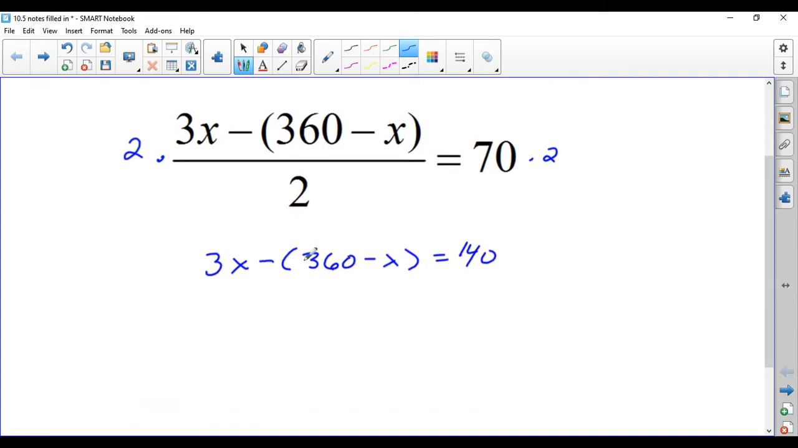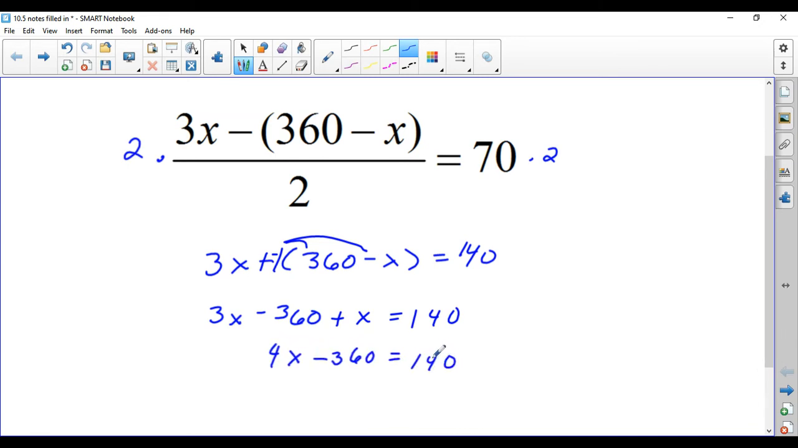The key here is to make sure you distribute the subtraction. This is 3x minus 360 minus negative x. Sometimes it helps to put a plus -1 here and distribute that -1. We need to make sure that this becomes a plus x. Minus negative x becomes plus x. And then we can solve as usual from here. Combine your like terms. Add the 360 over, and divide both sides by 4 to get x. You'll see some equations like this in the work over the next couple days.